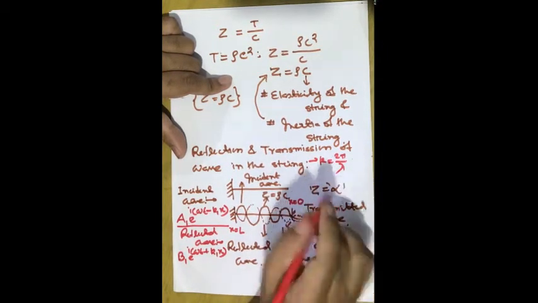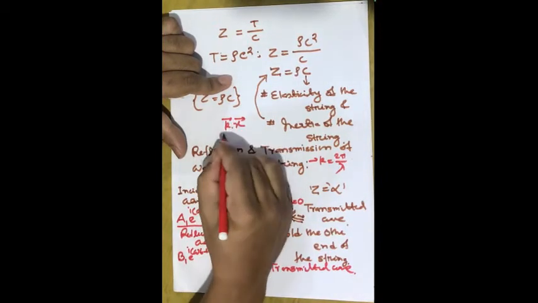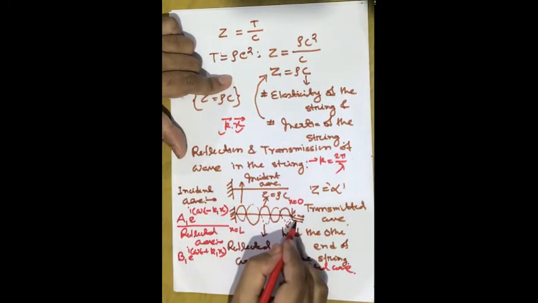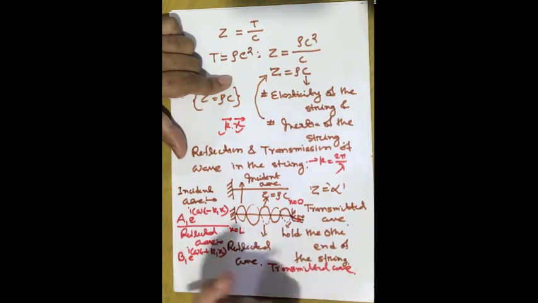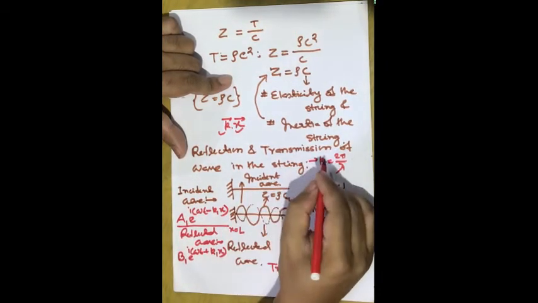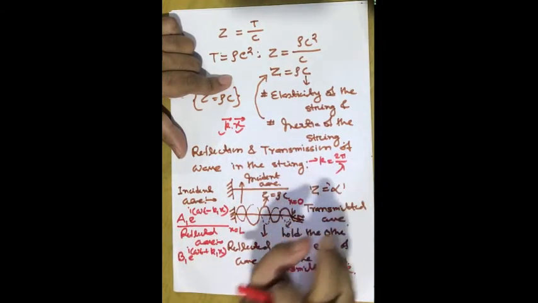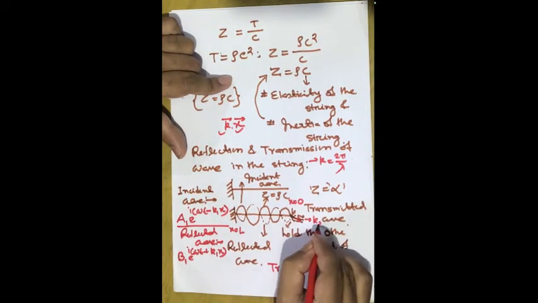But mind you, when you write k times x, k dot x, basically k and x both are vector quantities. But as the transmitted wave is traveling in a different direction, although the magnitude of k remains the same, its direction may differ. So for a transmitted wave, we are going to use a different wave number k2.